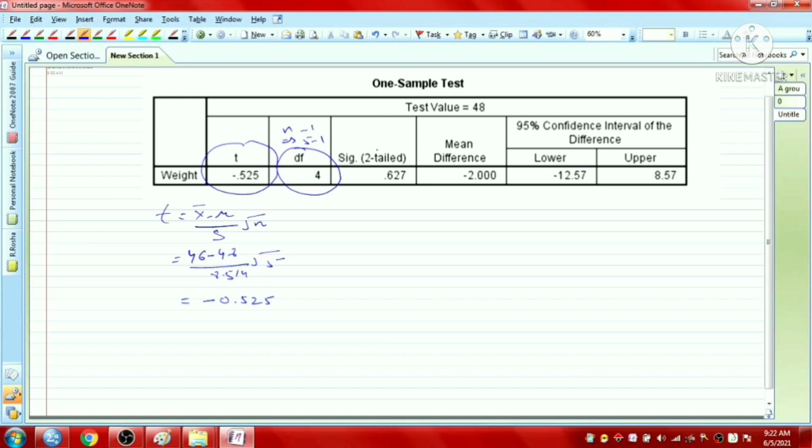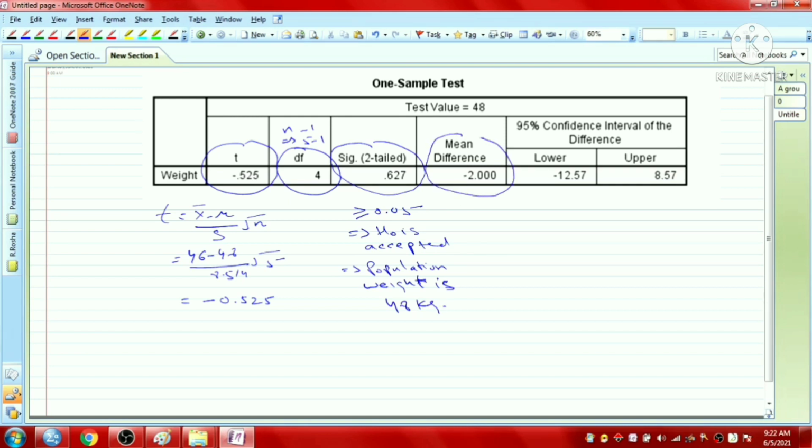Then the significance value for the two-tailed test is 0.627. So the p-value is 0.627, which is greater than 0.05 at 5% significance level or 95% confidence interval. Therefore, H naught is accepted as our p-value is greater than 0.05. 0.627 is greater than 0.05. Therefore, the population mean weight is 48 kg.